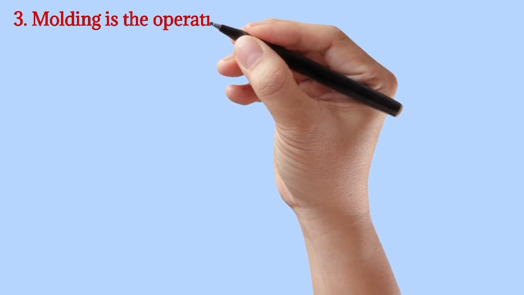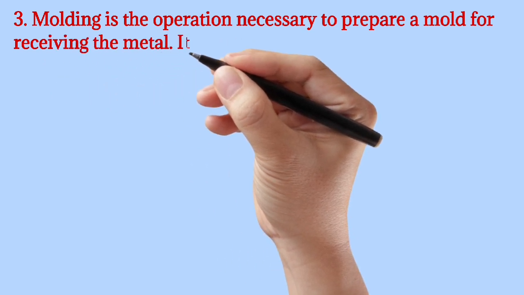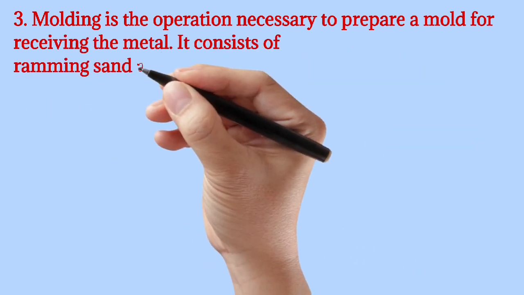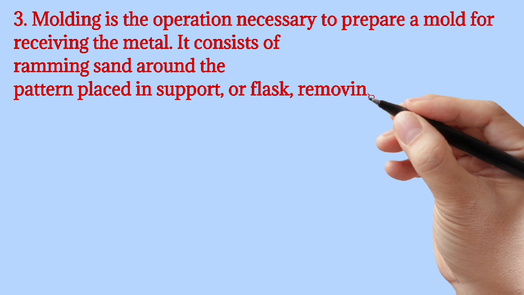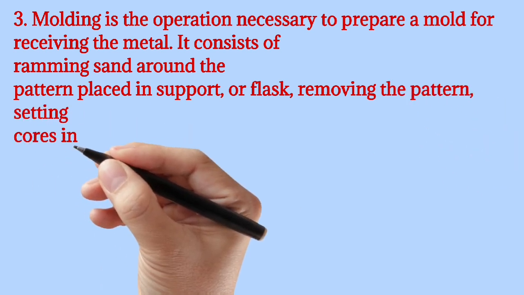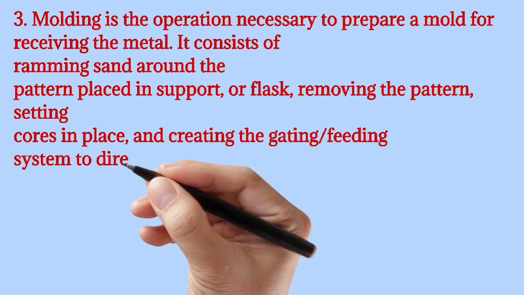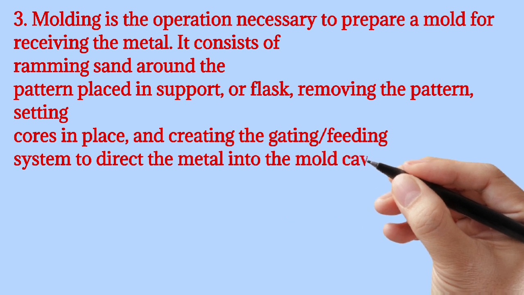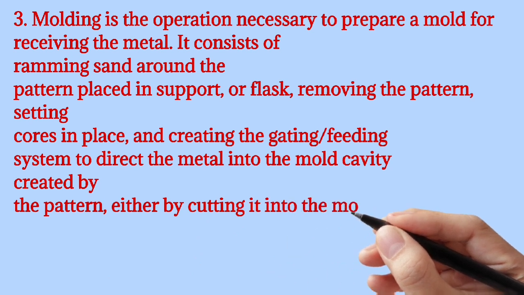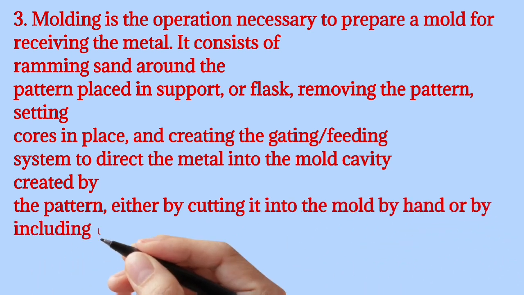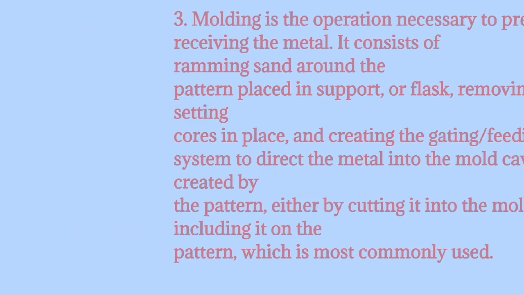Third one, molding is the operation necessary to prepare a mold for receiving the metal. It consists of ramming sand around the pattern placed in a flask, removing the pattern, setting the core in place, and creating the gating system to direct the metal into the mold cavity created by the pattern, either by cutting into the mold by hand or by including it on the pattern, which is most commonly used.